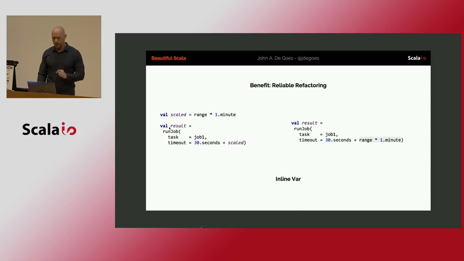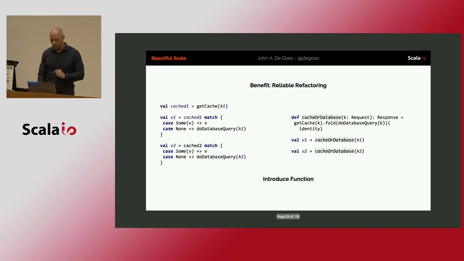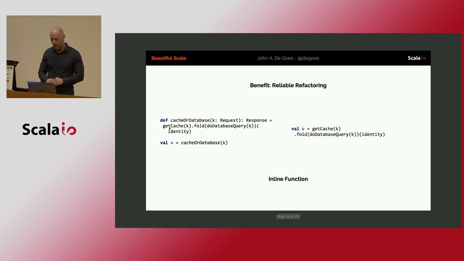Inline var happens when you're only using a variable once, so you decide to inline it. Introduce function happens when you have some logic that's dependent on some variables, and you want to pull that out into a reusable function so you can eliminate the duplicated logic. An inline function happens when you want to go the other way because you're only using that function a single time. These refactorings that you all take for granted, they can actually only be applied to pure code. If your code is not pure, then applying any of these refactorings changes the meaning of the software. We'll see some examples later.